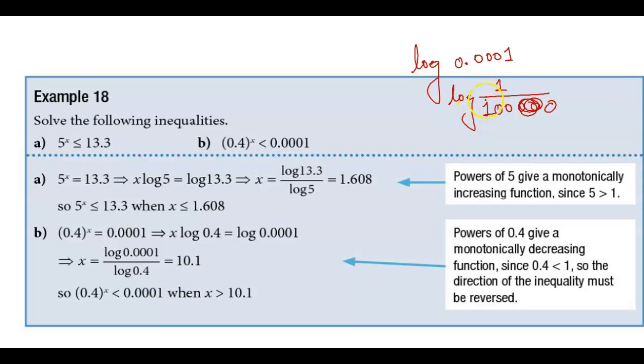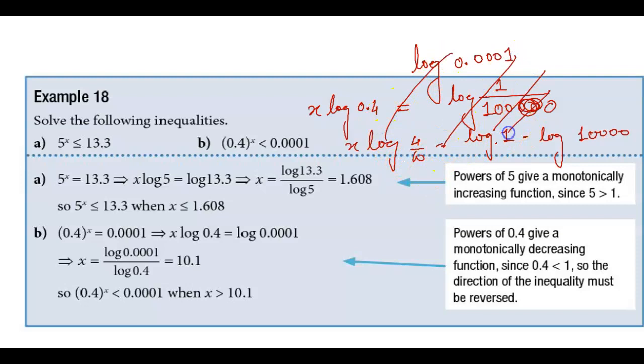Yes. So you'll be having over here x log of 0.4, right? Now this can be written as x log of 0.4, that is 4 upon 10, equals log of 1 minus log of 10,000. Okay. Now see, children, here the explanation is also given to us. Instead of going through all this, let me explain you.